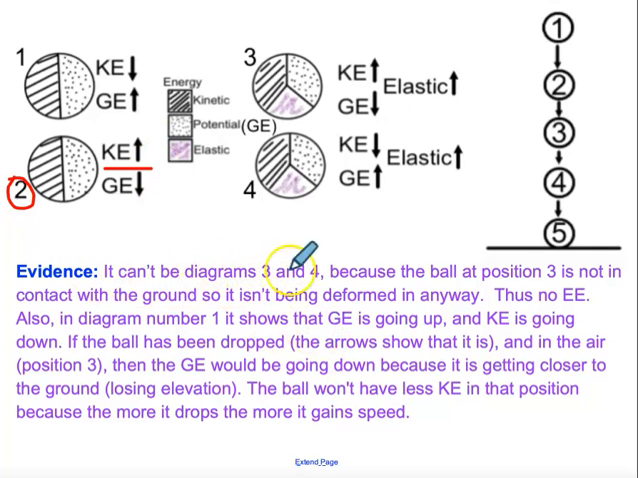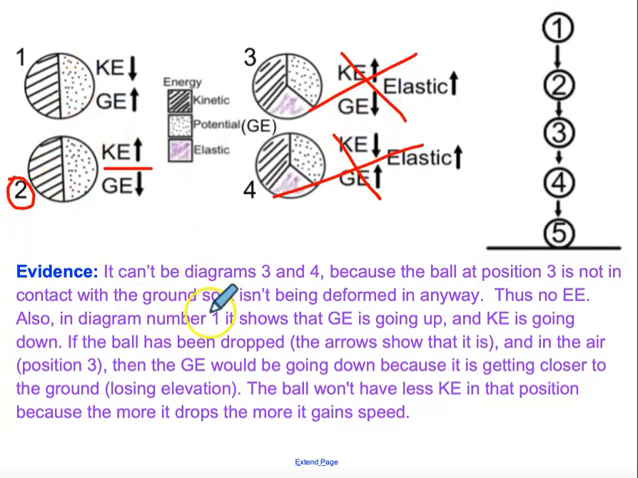So it can't be diagrams 3 and 4 because the ball at position 3 is not in contact with the ground. Is this an absolute must? No, you don't necessarily. You could have it. It's not an absolute. But by saying that, you provided evidence to eliminate 2. So that's pretty powerful. Thus, no EE. So that first sentence eliminates 2. So now you're down to just 2.